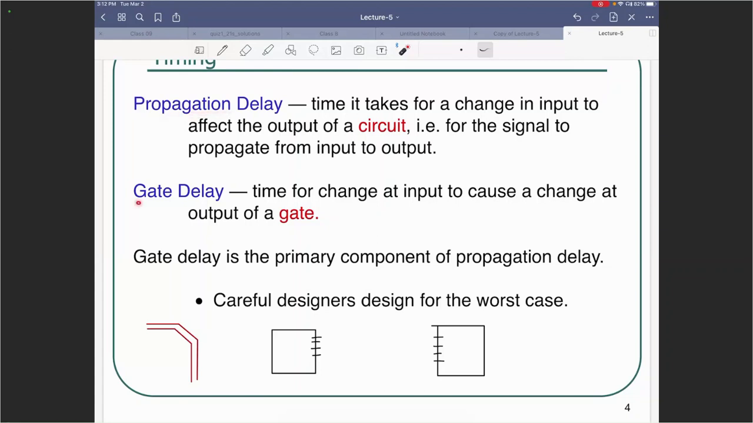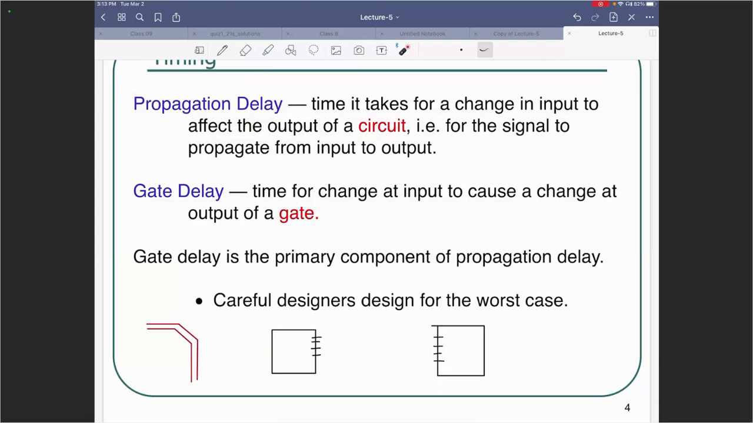Propagation delay and gate delay. What is the difference? Propagation delay is for the entire circuit. The time it takes for a change in the input to affect the output of a circuit is called the propagation delay. So it's end to end, the whole circuit. A gate delay is not for the entire circuit, it is specifically for each gate. It is the time for a change at the input of a gate to cause a change at the output of that gate, and that small time is the gate delay.